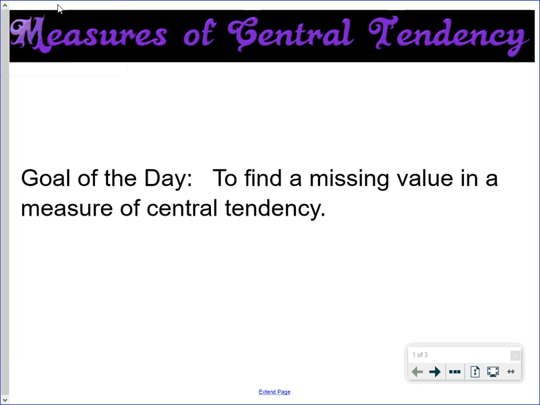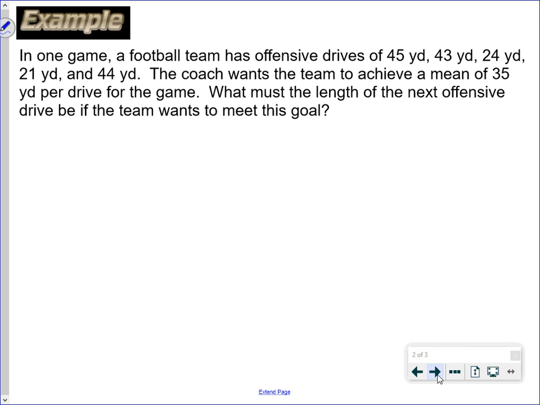In this lesson, we are going to find a missing value in a measure of central tendency. In the first example, in one game, a football team has offensive drives of 45 yards, 43 yards, 24 yards, 21 yards, and 44 yards. The coach wants the team to achieve a mean of 35 yards per drive for the game. What must the length of the next offensive drive be if the team wants to meet this goal?